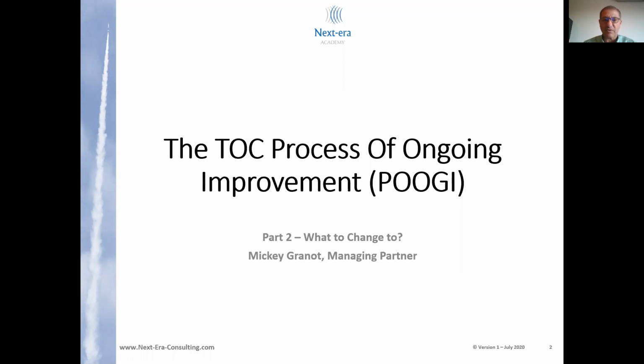In this part, we are going to continue the process of ongoing improvement. In the previous part, we discussed how to answer the question, what to change, how are we going to identify the core cause which is responsible for multiple undesirable effects the system is experiencing. In this part, we will move to the next step of the process, answering what to change to. What would be the solution for that core cause?